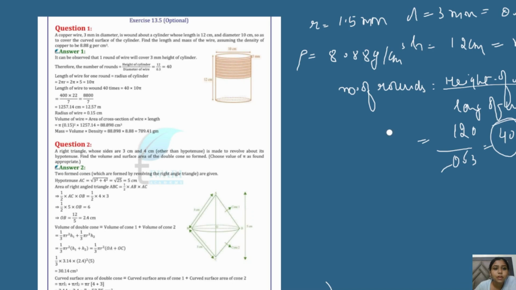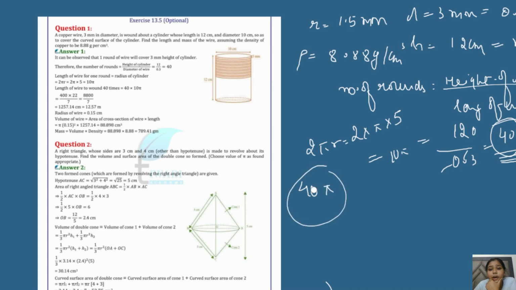So the length of the wire for one round is equal to the circumference of the cylinder, which is 2 pi r, that is 2 into pi into 5, so it is 10 pi. This is one round, the circumference when the wire is wrapped around the cylinder only one time. But it is wrapped around approximately 40 times, so it will be 40 into 10 pi, which is 400 pi. Calculating this value, we get 8800 by 7 as the length of the total wire.